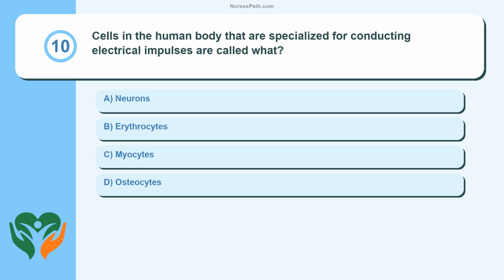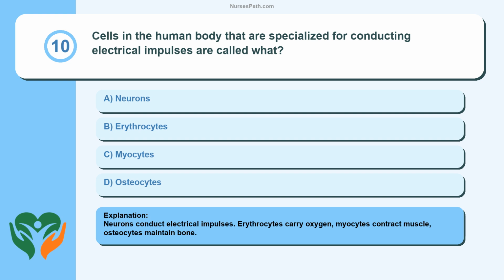Question 10. Cells in the human body that are specialized for conducting electrical impulses are called what? Neurons, erythrocytes, myocytes, osteocytes. Neurons conduct electrical impulses. Erythrocytes carry oxygen, myocytes contract muscle, osteocytes maintain bone.